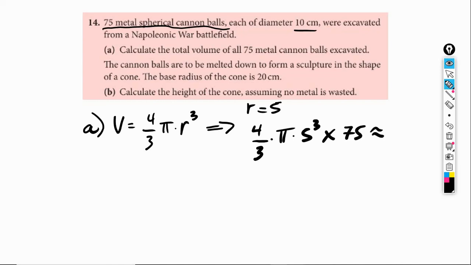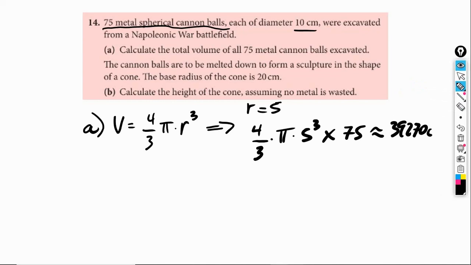And this, if we plug it in the calculator, is going to give us something approximate to 39,270. And we're talking about centimeters, so we have to use the units centimeters cubed. So let's write that down.